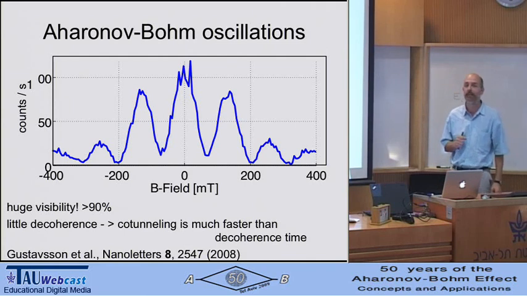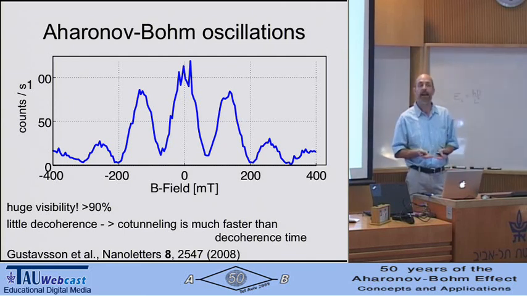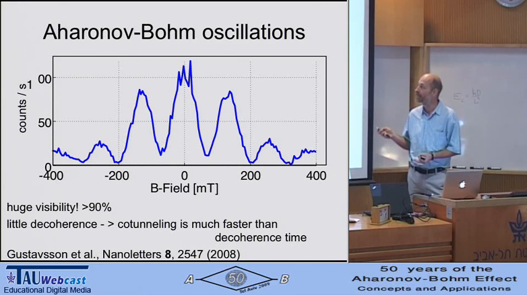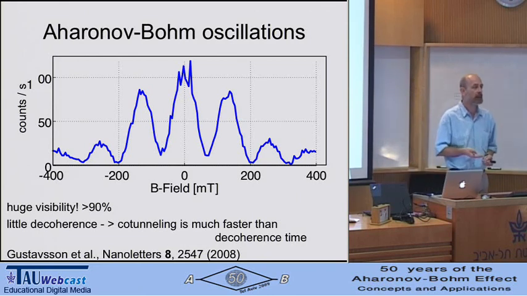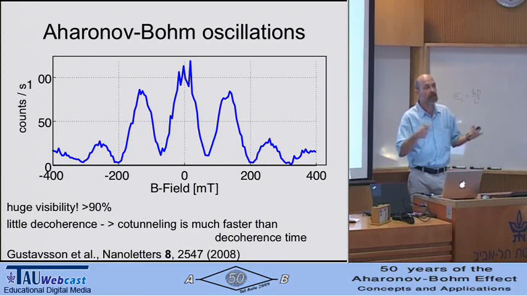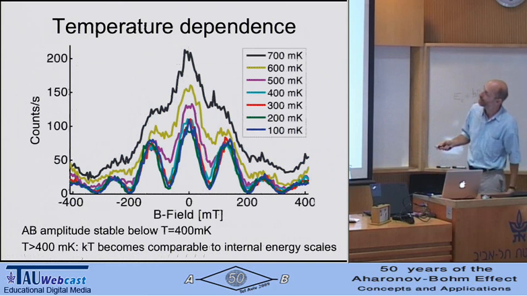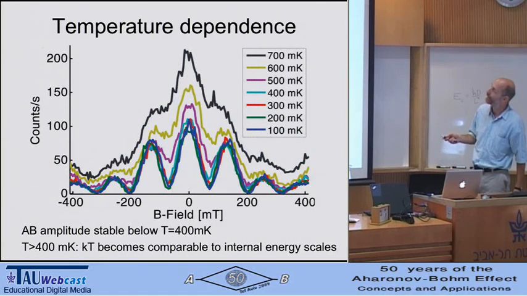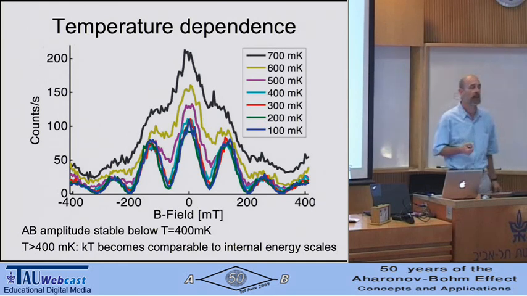Now, to check this, you can do a very simple experiment. You can increase the temperature. This data is taken at something like 100 millikelvin. If you increase the temperature for a solid-state device, you broaden the distribution of your electrons in your leads, and that typically gives rise to stronger decoherence, and the Aharonov-Bohm signal goes down. Now, if we increase the temperature here, these are traces taken for different temperatures, and you see nothing is happening as you go up to 400 millikelvin.